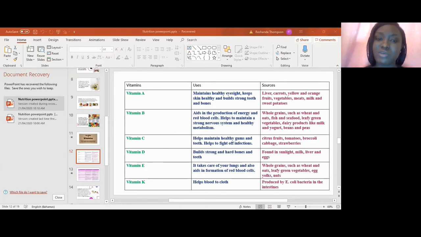So things to remember: vitamin A maintains healthy eyesight, vitamin B aids in production of energy and red blood cells, vitamin C is basically overall health and fighting off infections, vitamin D is for strong bones and teeth, vitamin E helps in the formation of red blood cells and it takes care of other organs in our body, and vitamin K helps in blood clotting.